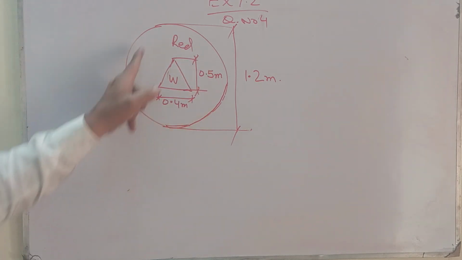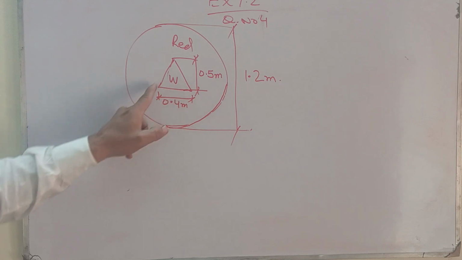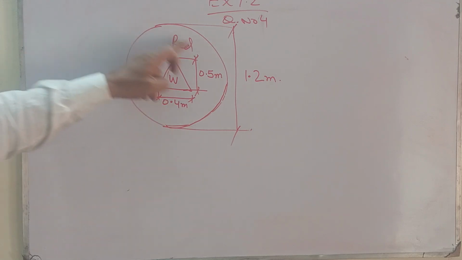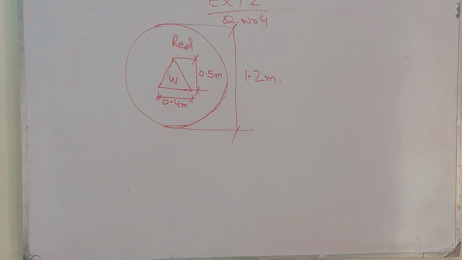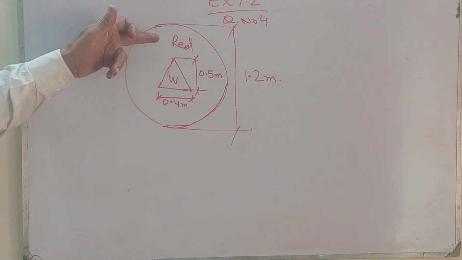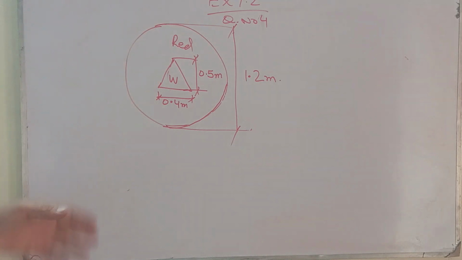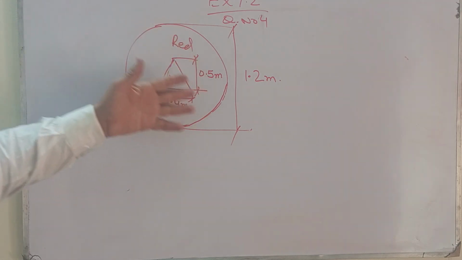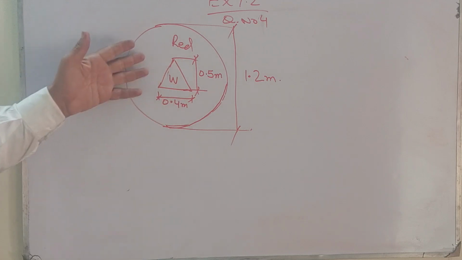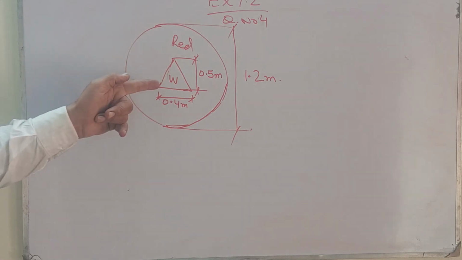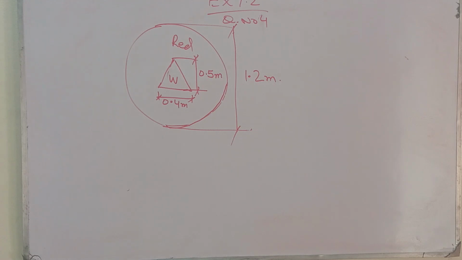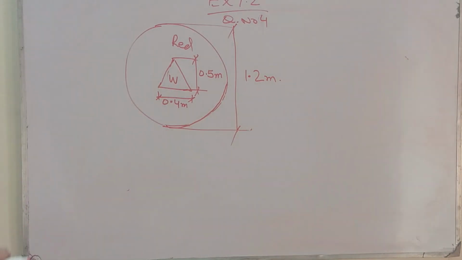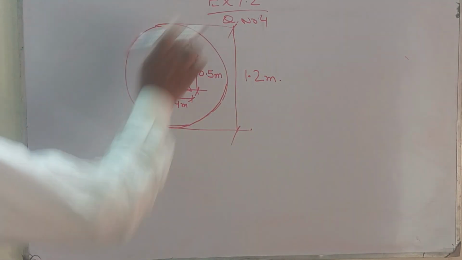Since this whole circle is red except this triangular part, this triangular part has to be painted white. The rest of the part will have to be painted red. Now we have to assess what quantity of red paint is required, and what quantity of white paint is required to paint this. Since we have to find the area of both, the triangle and the red.